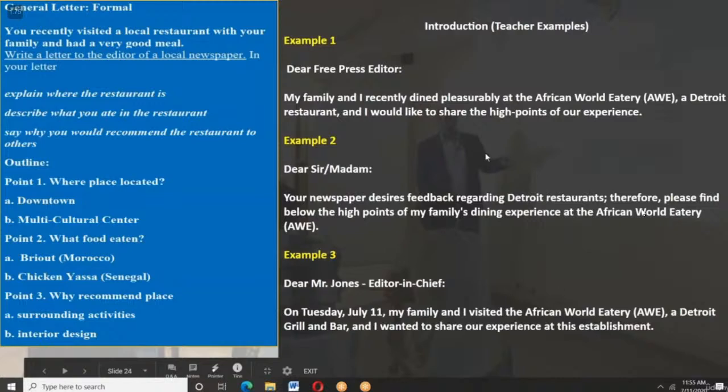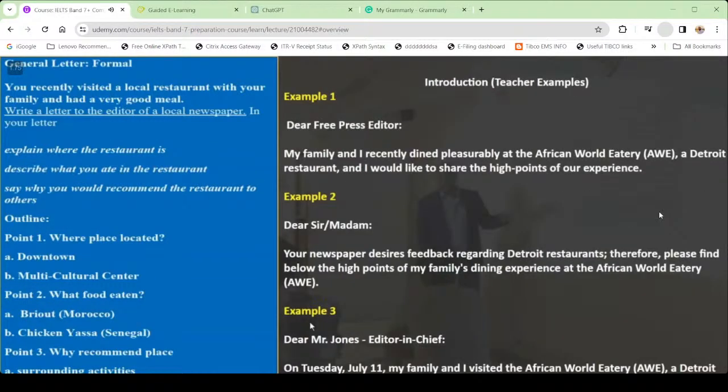Right? So there I gave you three different examples of my introduction. Right here, I say "Dear Free Press editor," because I'm writing to the editor. I could also say "dear sir or madam." I could also put a specific name, "Dear Mr. Jones, editor-in-chief." Right? All of those would be just fine.